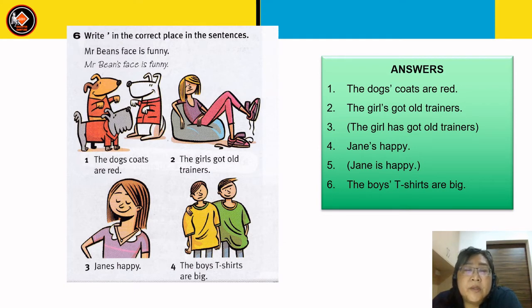Number 2. The girls got old trainers. So the answer will be, the girl's got old trainers. So apostrophe S here will be for has. Number 3. Janes happy. So here the apostrophe S is for is. Jane's happy. And the last one, the boys t-shirts are big. So this is possessive. So you have the boys' apostrophe, t-shirts are big.